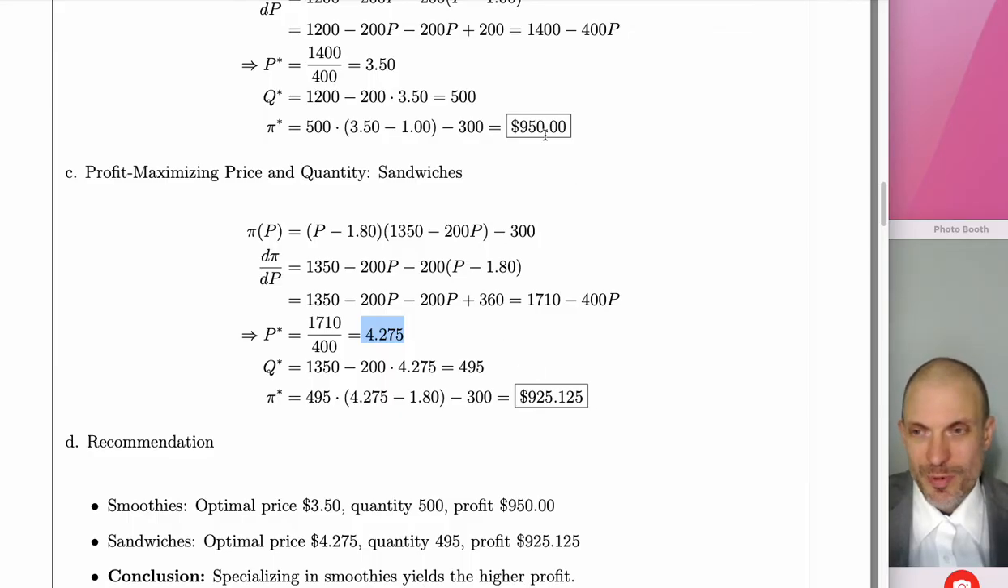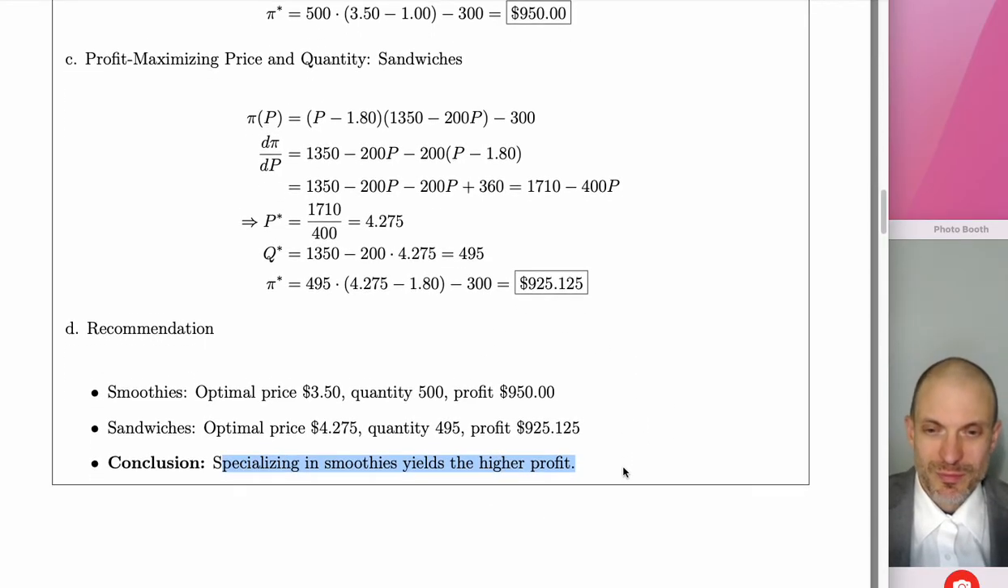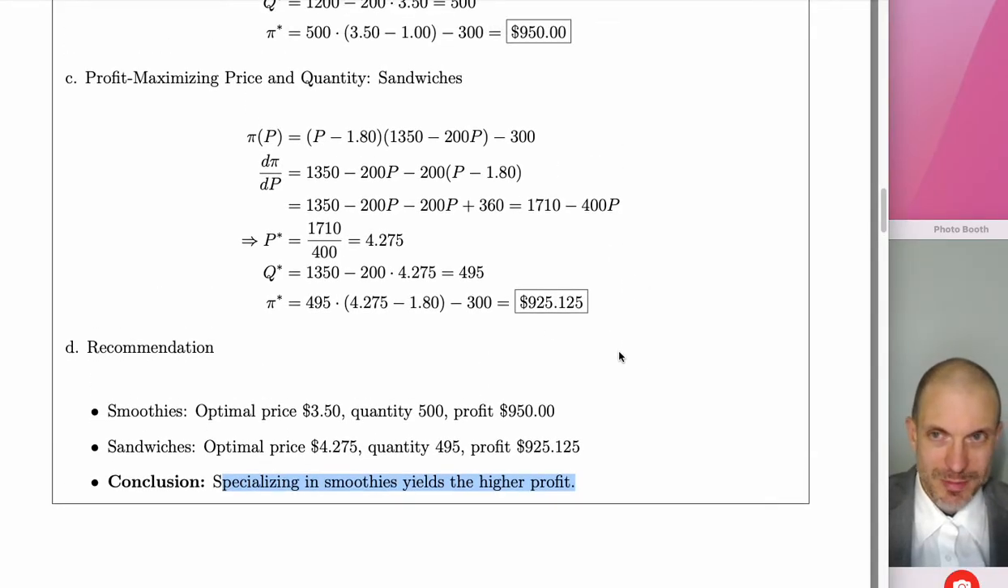Okay, so you had higher profits from smoothies, so the recommendation would be to specialize in smoothies to have higher profits. Though you might have had a more full response than necessarily just comparing the profits here. I mean, there's maybe some other considerations.